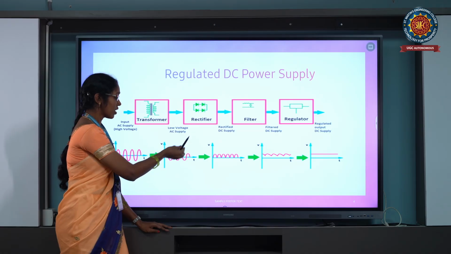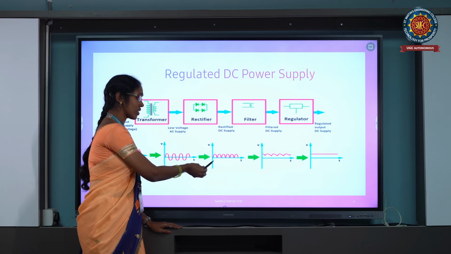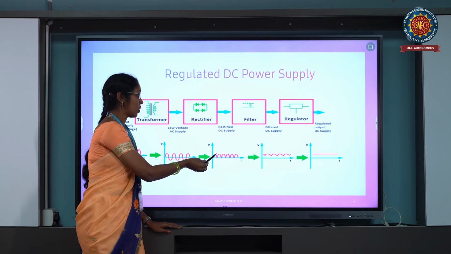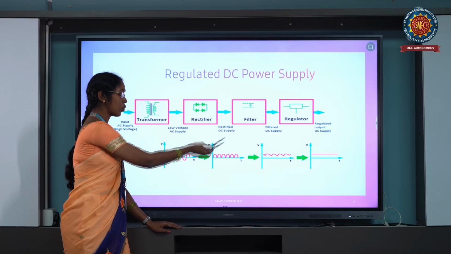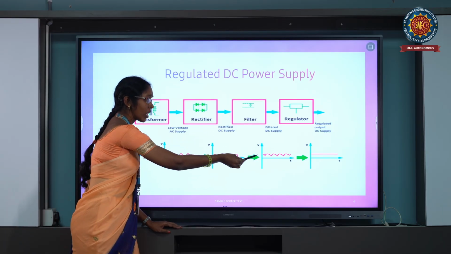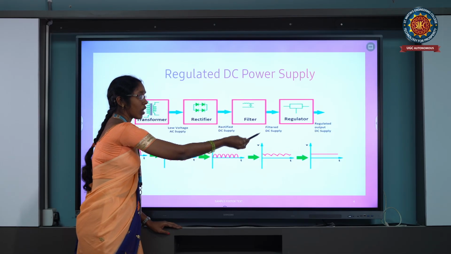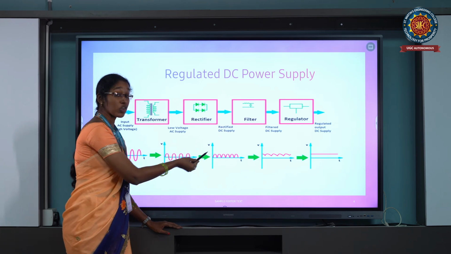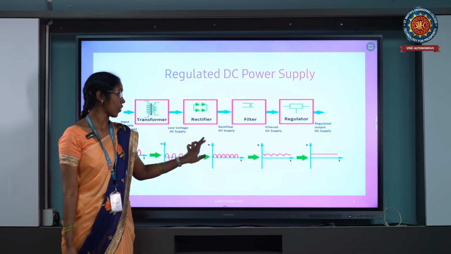This rectifier device converts AC voltage into pulsating DC voltage. This pulsating DC voltage contains a small amount of AC components also, known as ripples. To remove ripples, we use filters. The purpose of the filter is to remove the ripple content present in the rectifier output. The output of the filter is a variable DC voltage, which is given as input to the regulator. The output of the regulator is a constant DC voltage irrespective of variations in the input voltage. This is about the regulated DC power supply.